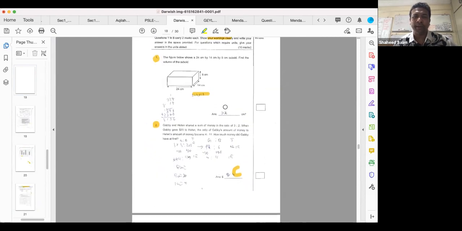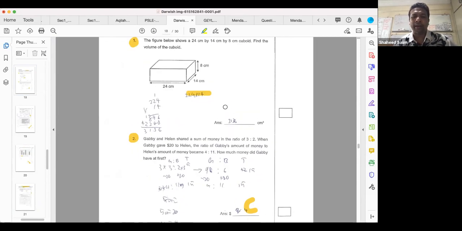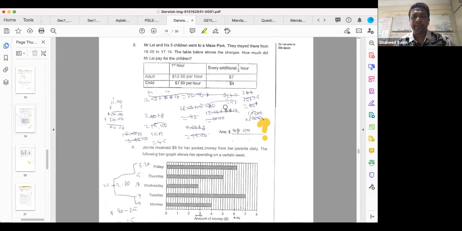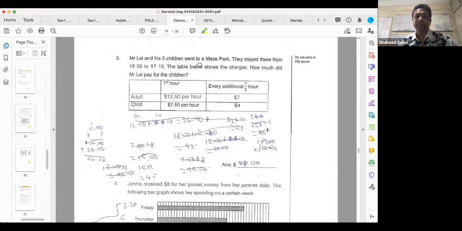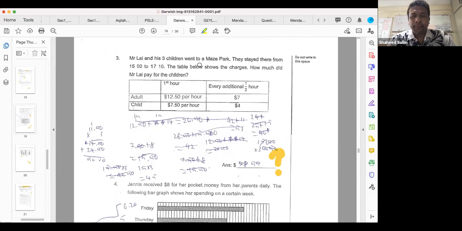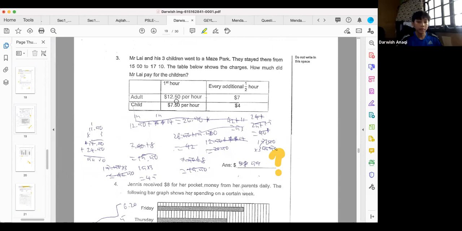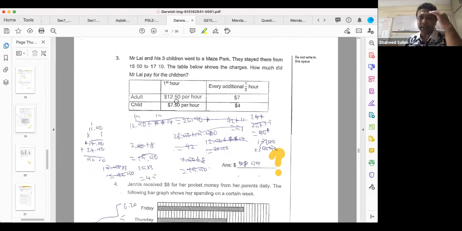So with your working, I can go in and try to investigate what is inside Darwish's mind. So let us try now. We go through step by step. So now they stayed there from 3 p.m. to 5:10. So how long did they stay? How many hours? How many minutes? 2 hours 10 minutes.